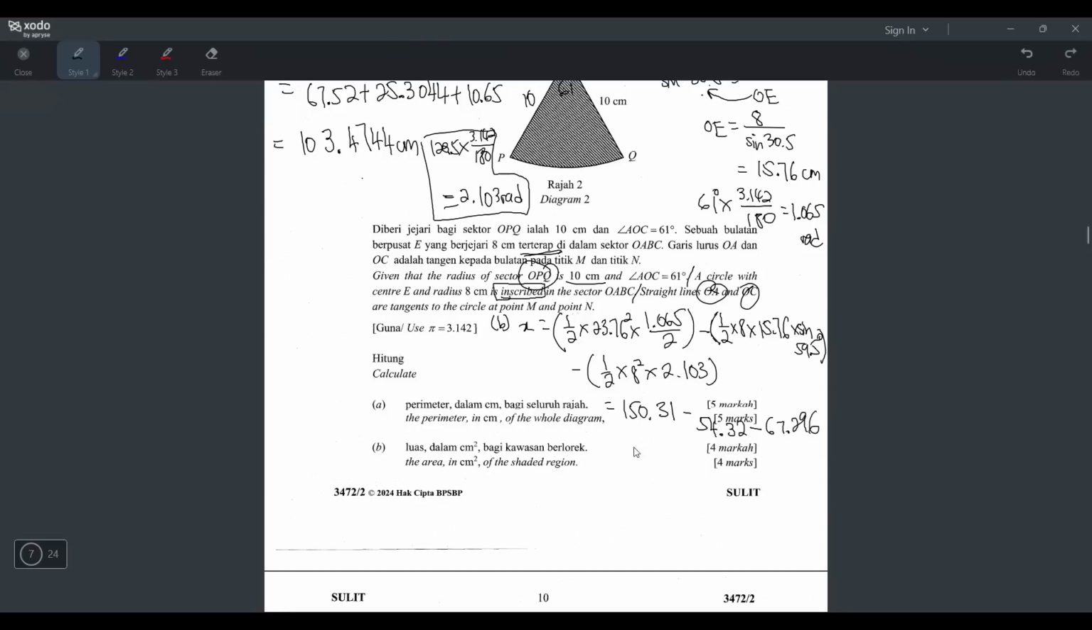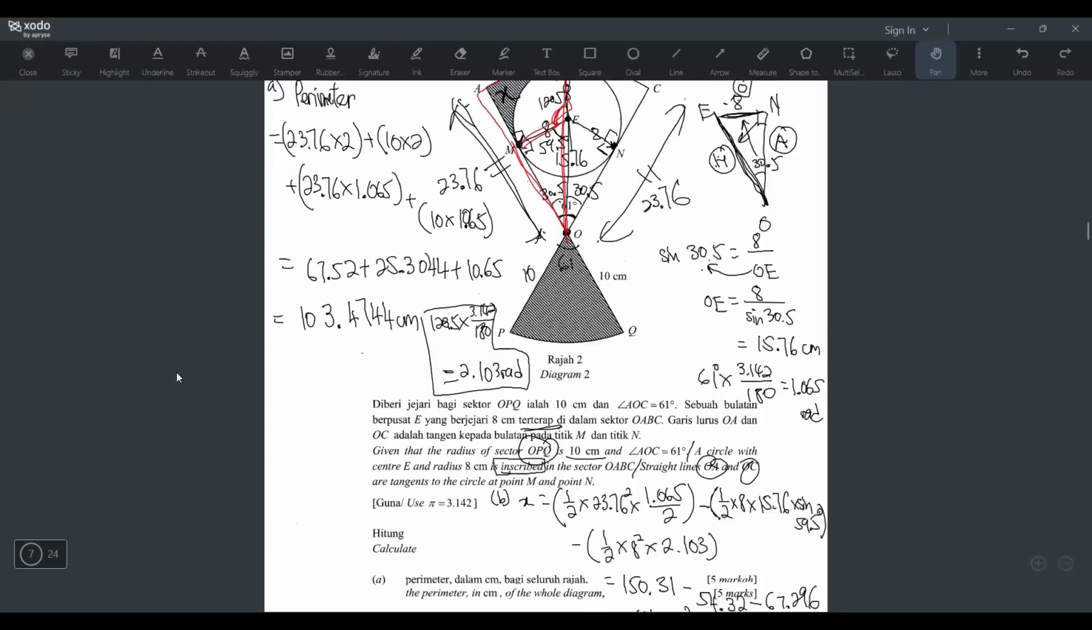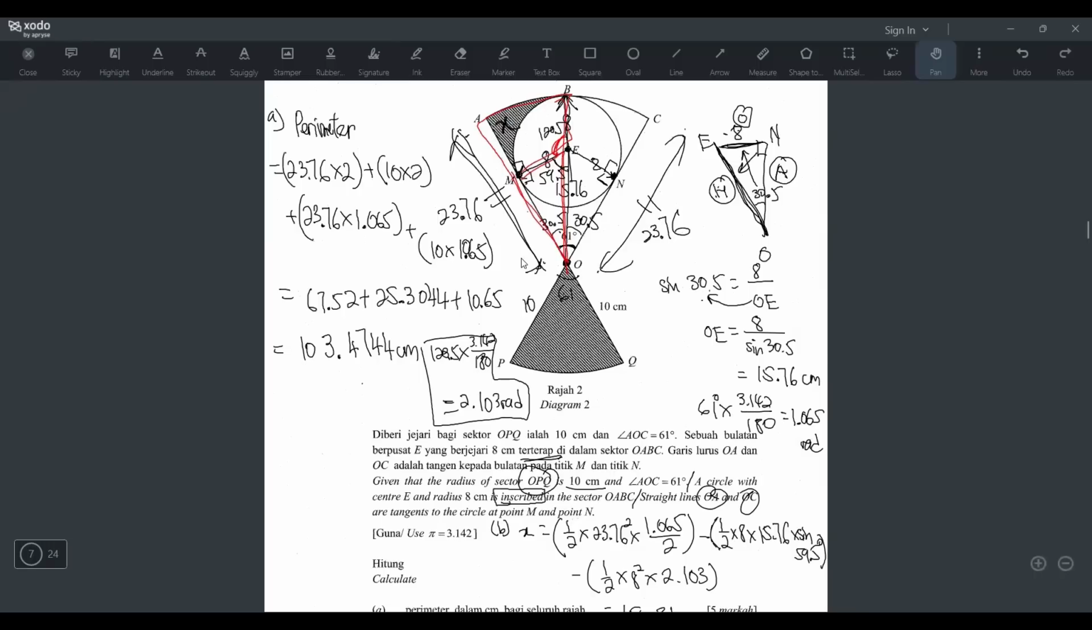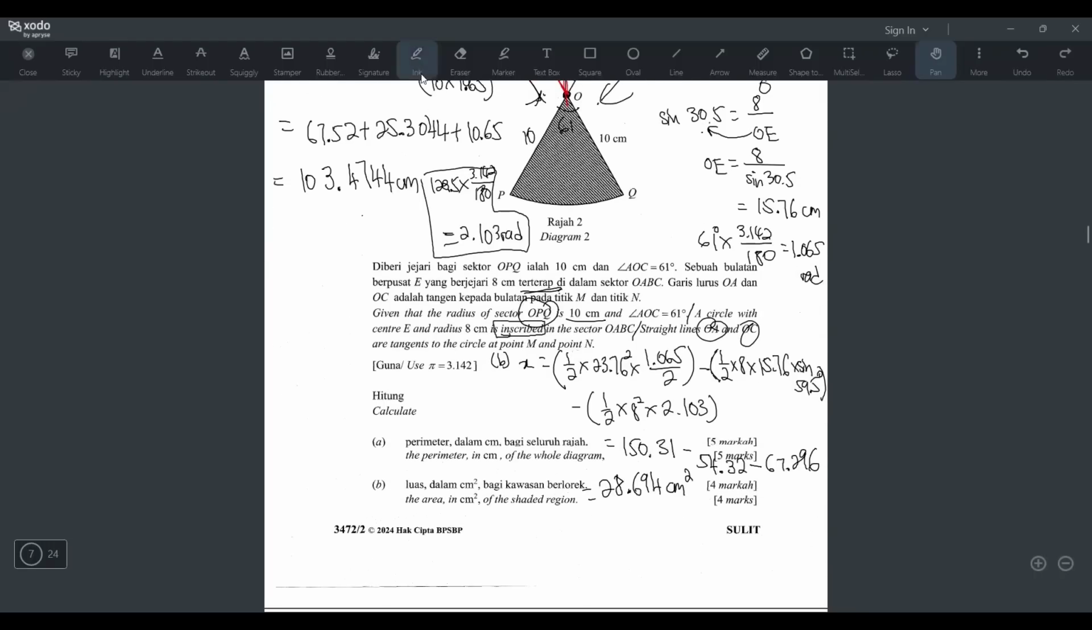Okay, now it's time to minus everything. 150.31 minus the answer, minus 54.32. Okay, if you press correctly, you will get 28.694. 28.694 and write cm squared. Okay, but this is not the answer, right? This is only the upper shaded region. There is another shaded region here, so I have to plus with the sector.